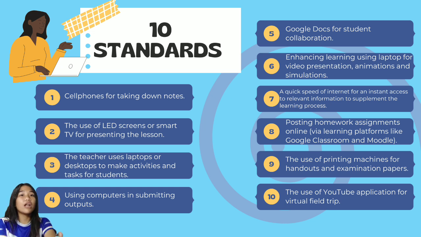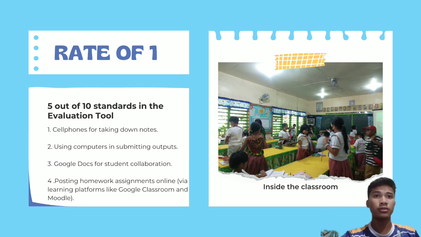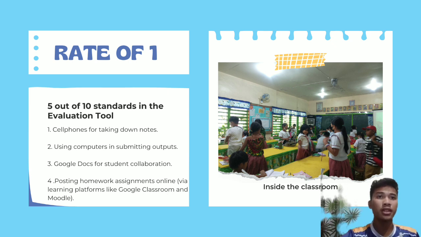Based on our evaluation tool, we analyzed the findings. The following are the results of our evaluation. First, 4 out of 10 standards of our evaluation tool got the lowest rate of 1. As you can see in our presentation, cell phones for taking down notes got 1 because they are using traditional materials such as notebooks and pencils. The teacher prohibits them from using their gadgets during class hours.